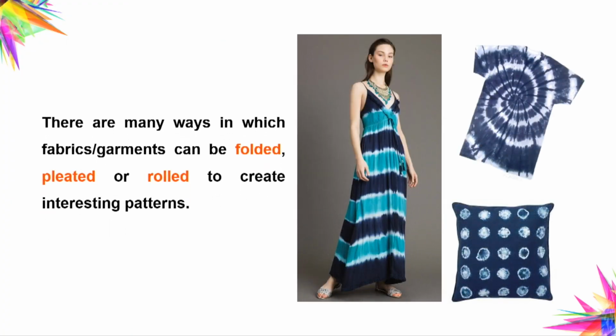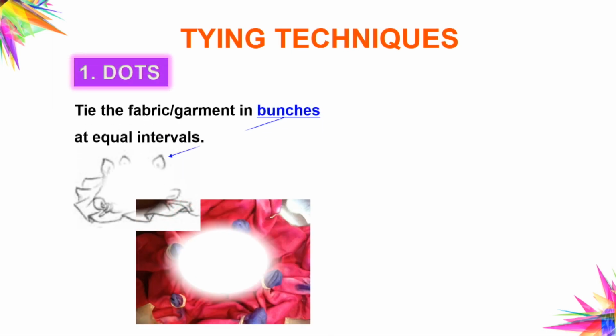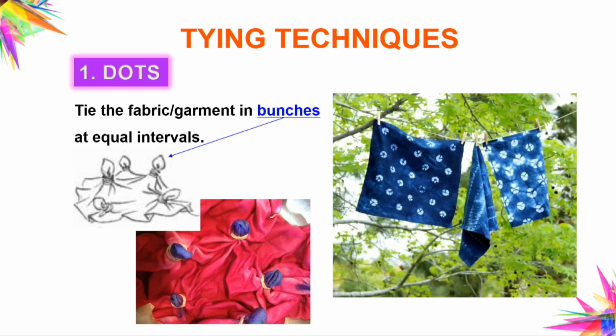There are many ways in which fabrics or garments can be folded, pleated, or rolled to create interesting patterns. Let us see some tying techniques which you may do. The first one is to tie the fabric or the garment in bunches at equal intervals. You will obtain a dotted pattern on the fabric or garment after dyeing, as you can see in the picture.